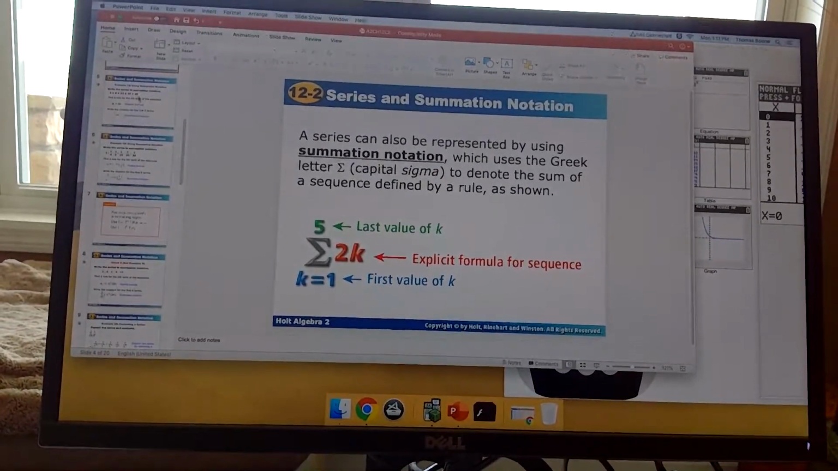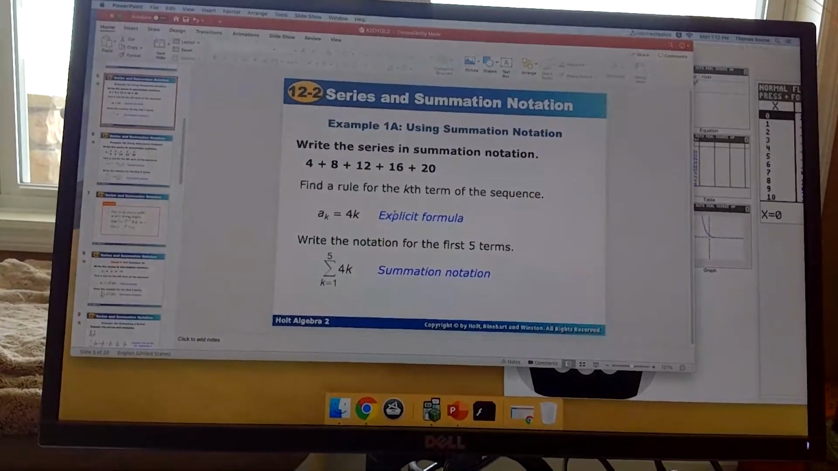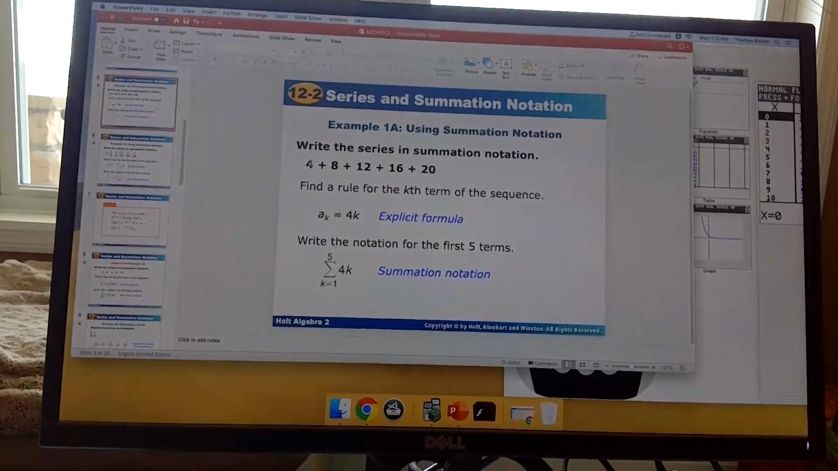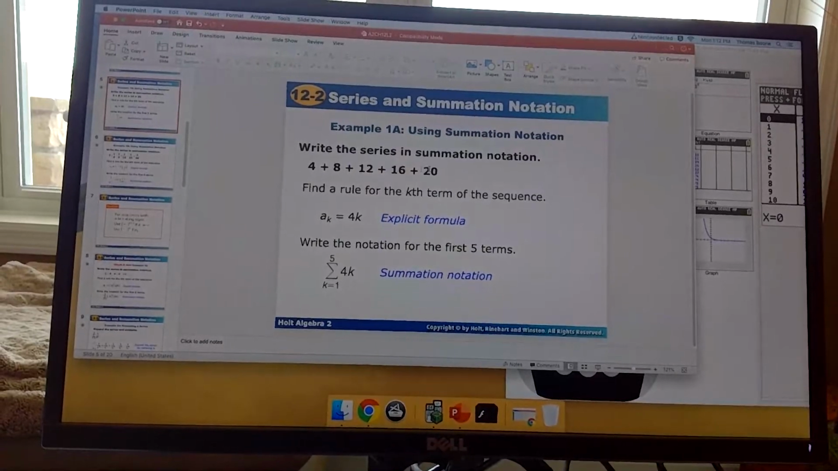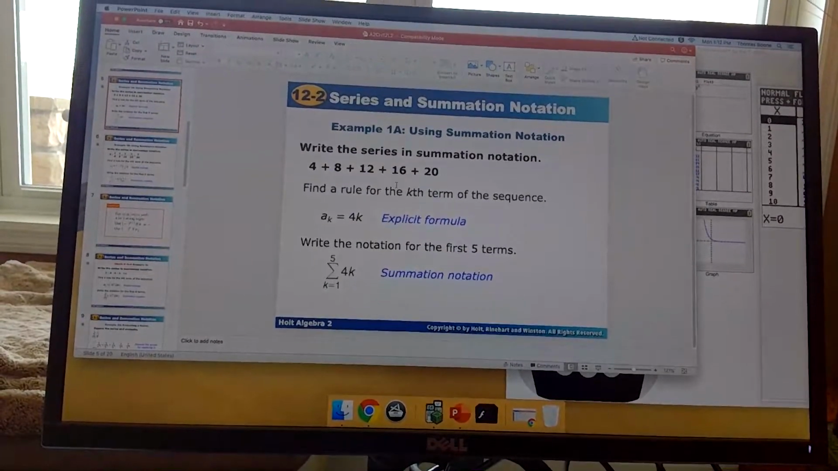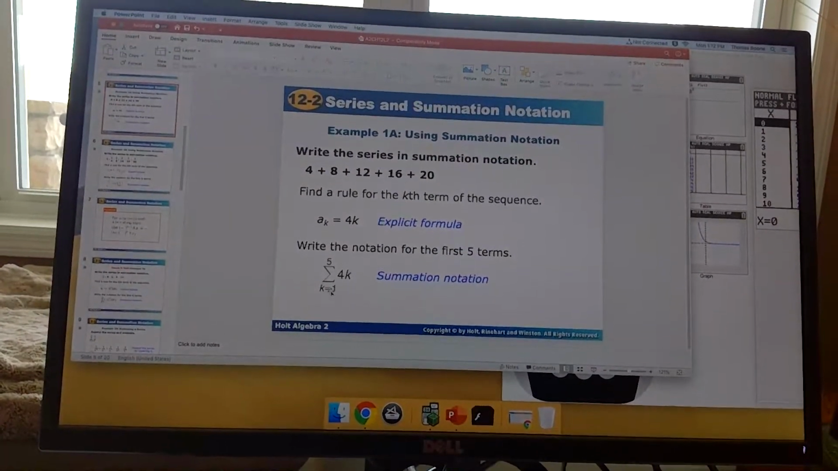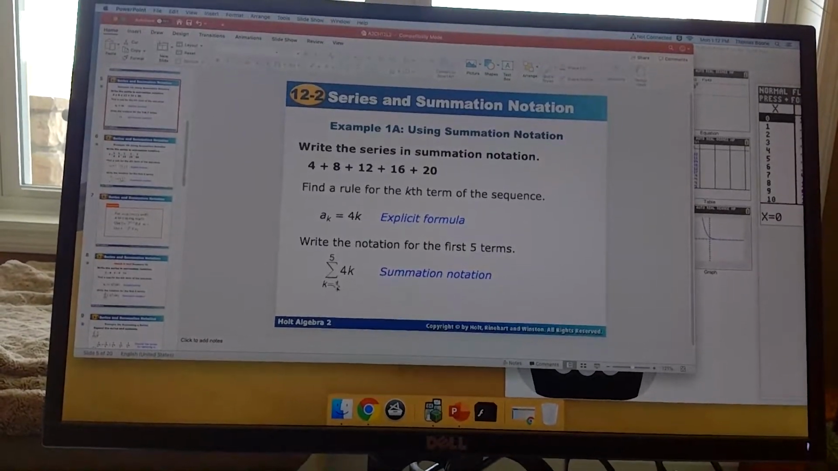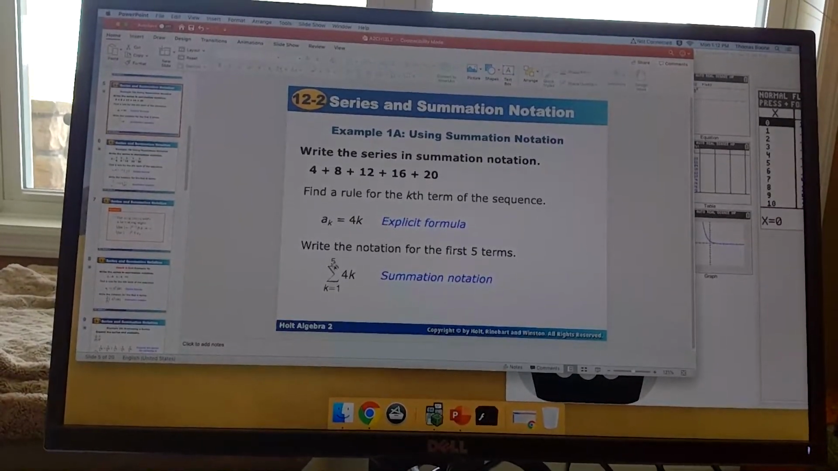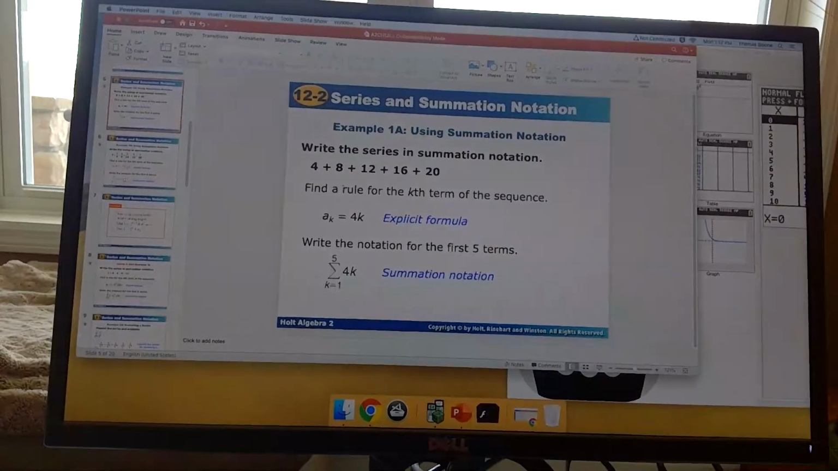Now, writing these can be kind of difficult because if we want to write the explicit formula, we've got to count the terms: 1, 2, 3, 4, 5. So what I would do is first of all figure out how many terms, and I'd usually start at 1. Normally that's a good idea. Start at 1, go to 5. So there's 5 terms.